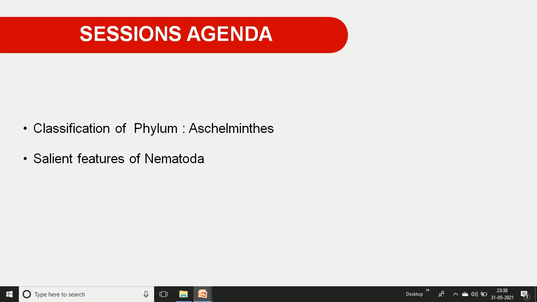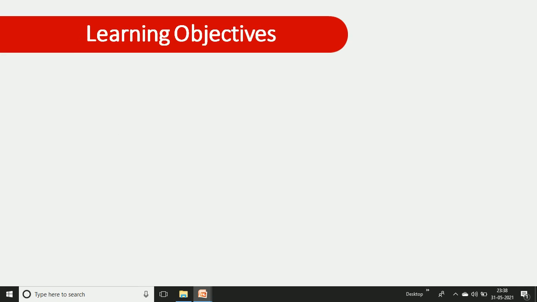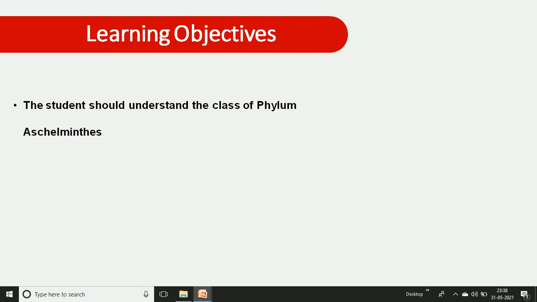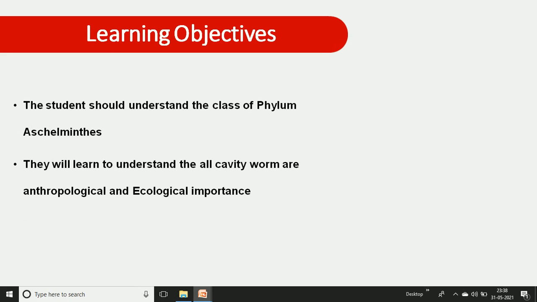Very firstly, we go to the quick part, the learning objective: why learn this and what you gain after learning these things. First, students should understand how the phylum Aschelminthes is classified and which classes are found in it. Also, you can understand that all cavity worms are anthropologically as well as ecologically important to human society and to nature or ecology.